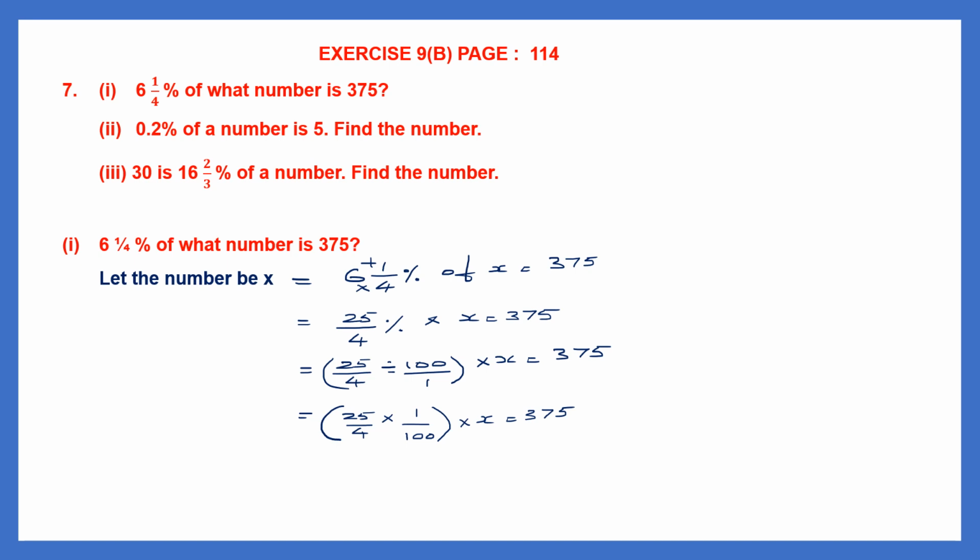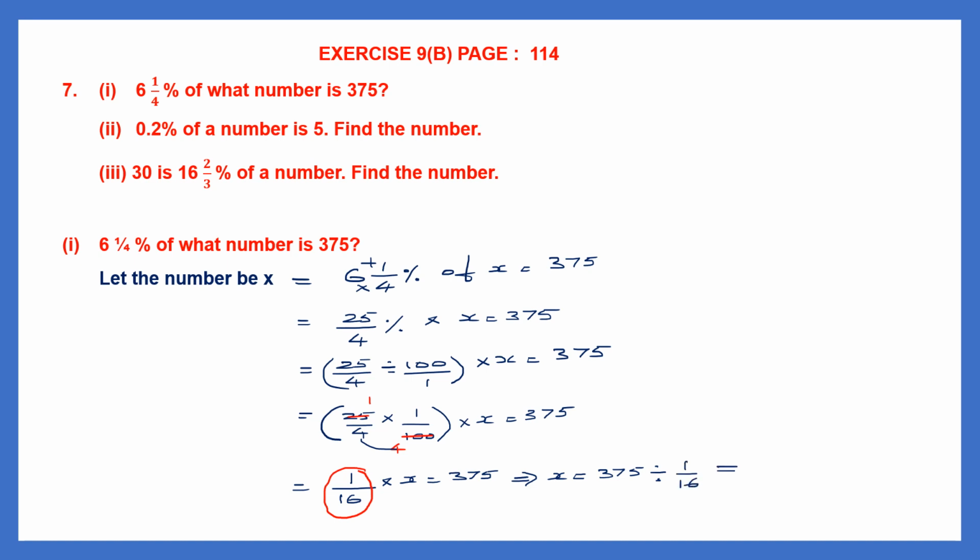Now this multiplication we can cancel. 25 ones are 25, 25 fours are 100. So here what do we get? In the numerator we have 1 and in the denominator 4 into 4 is 16. Into x is equal to 375. Now we can find the value of x. How do we do it? We say 375 on the right hand side as it is. Now we are going to transpose 1/16 to the other side. Because it's multiplication, when it goes there, it becomes division by 1/16.